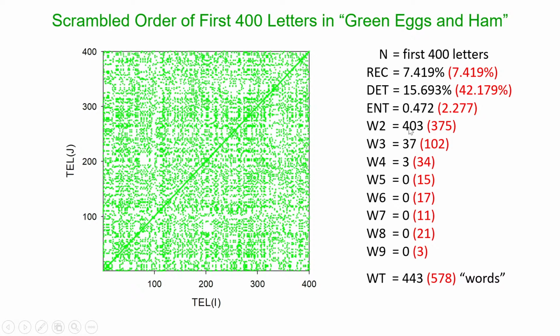How many words are 2 units long? Well, it used to be 375, now it's 403. How many words are 3 units long? 102 drops to 37. How many are 4 units long? Before it was 34, now it's 3. And all the rest are zeros. We've chopped up the text, mixed it all up, and we have fewer words.